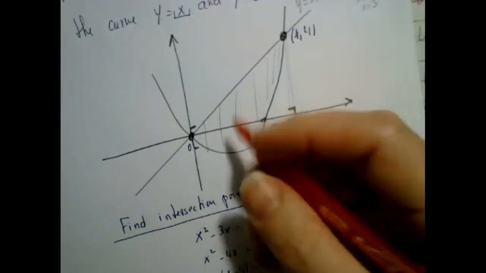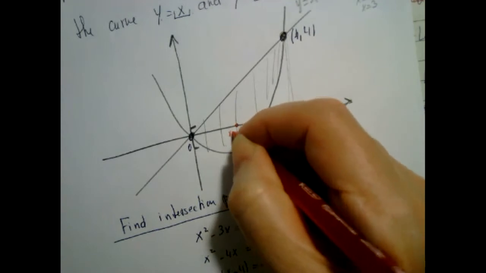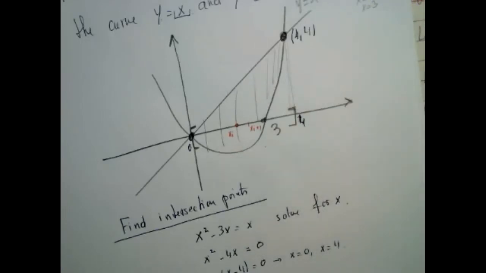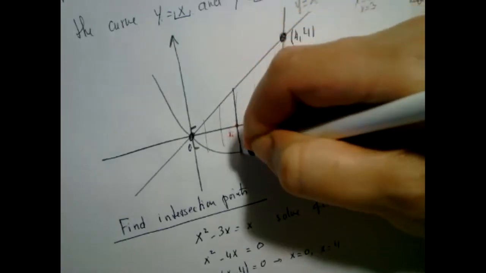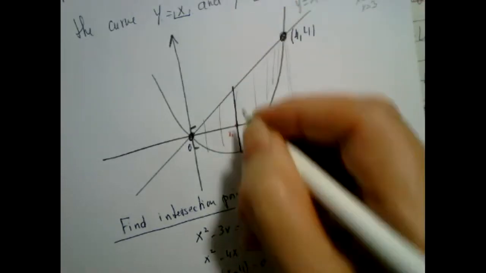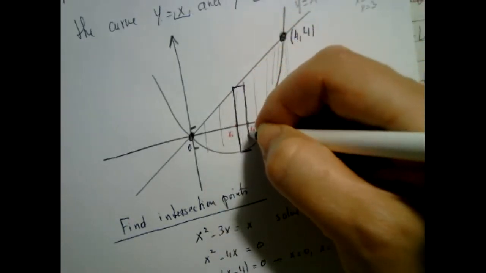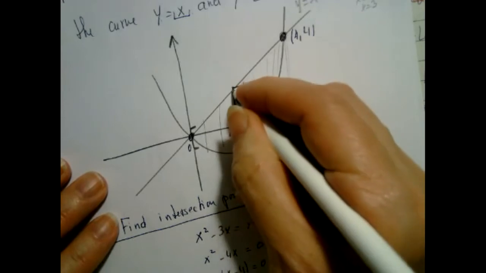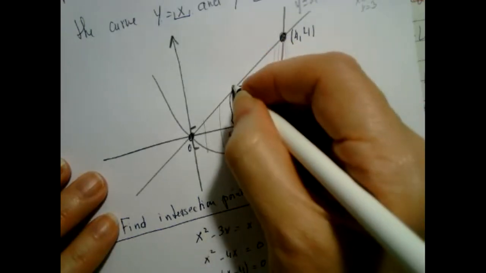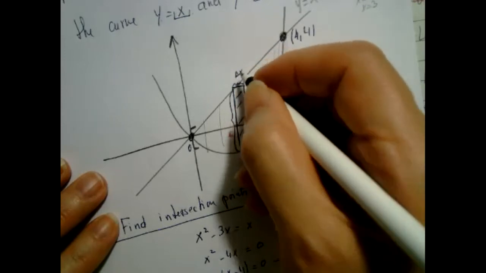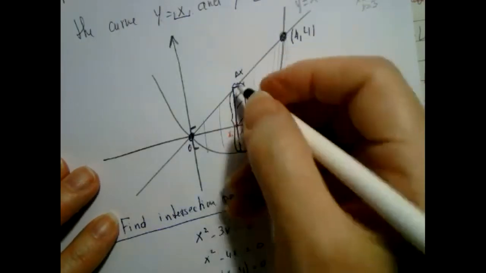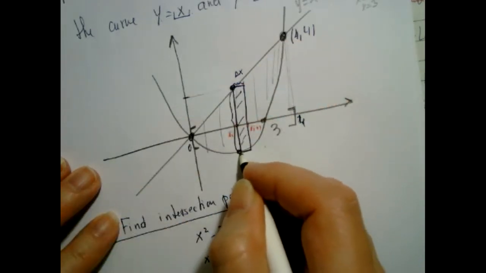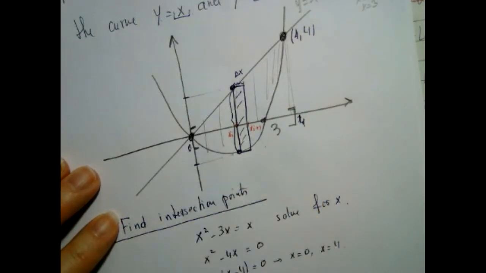Now, I'm going to take a typical rectangle. If I don't ask you to do a typical rectangle, you don't have to. But if I do, you have it. So this is the rectangle. That's what I call the typical rectangle. And now I want the height of it, and I want the width. The width is easy. It's delta x. Now what's the height? It's the value of the upper curve minus the lower curve. That's really what the height is.